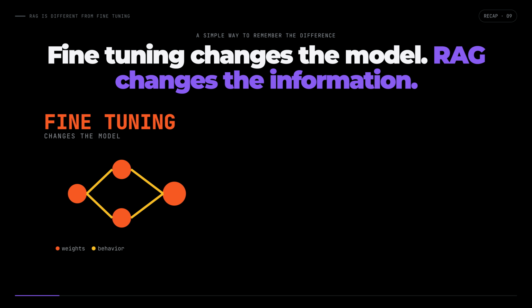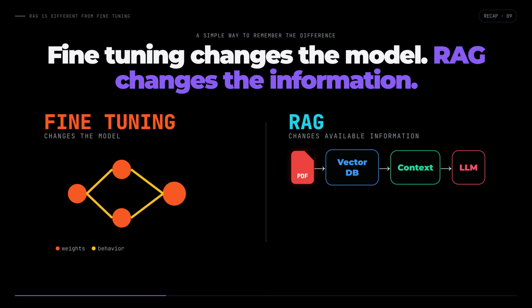Fine-tuning changes how a model behaves. It can teach the model a particular style, format, vocabulary, or task. RAG gives the model access to external information when a question is asked. A simple way to remember the difference is, fine-tuning changes the model. RAG changes the information available to the model.